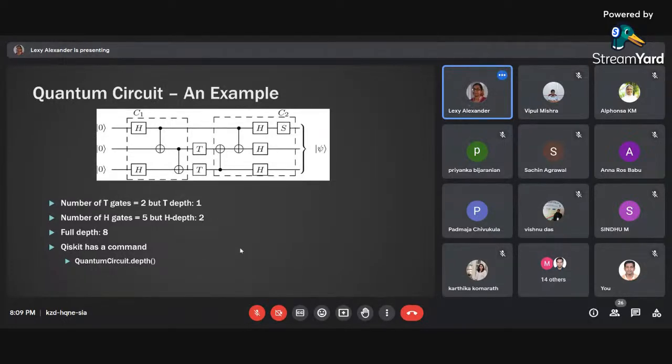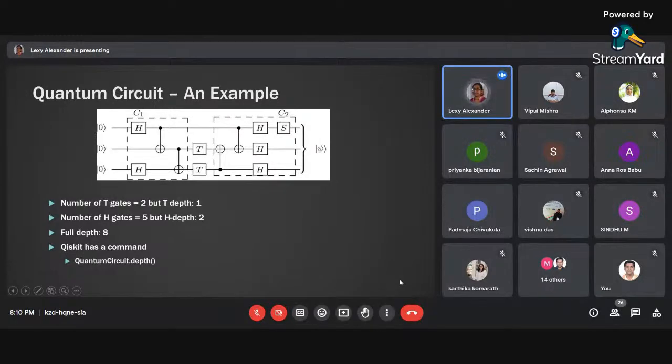So there is a command in Qiskit. Qiskit is software which acts as an interface between the IBM quantum simulator and the IBM quantum computer. So you write a program in Qiskit and you can run that on the quantum simulator or quantum computer. In Qiskit, when you write the program for one circuit, you can use this command, quantum circuit dot depth, that function name. Then you will get the values of these things.